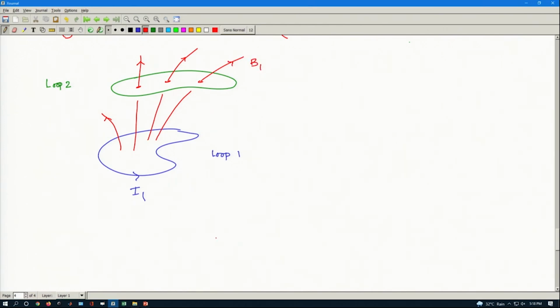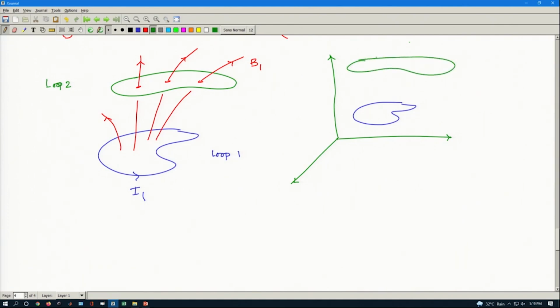Okay. So now we know what B1 is, because the current flows in this loop, and at some distance we know what B1 is. So let me systematically draw these things. I had a loop here. This is my coordinate system, and suppose I had the loop here. This is my loop 1, and my loop 2 is sitting like this. These are the two loops.